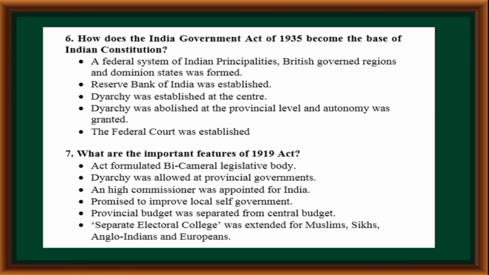Provincial budget was separated from the central budget. Separate electoral college was extended for Muslims, Sikhs, Anglo-Indians and Europeans.